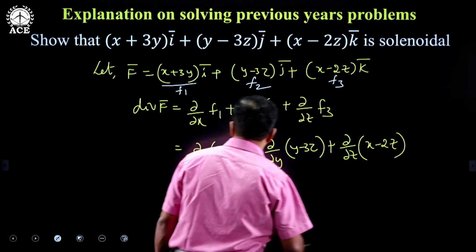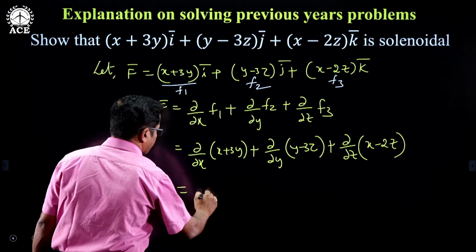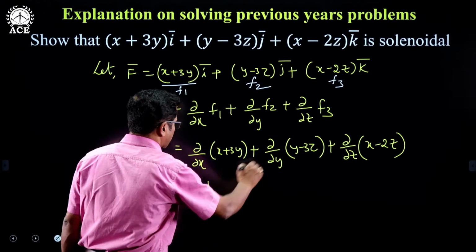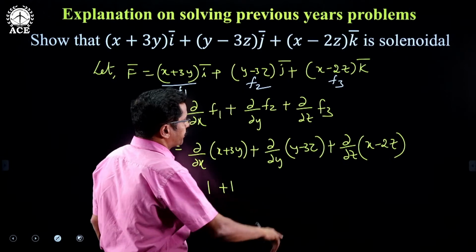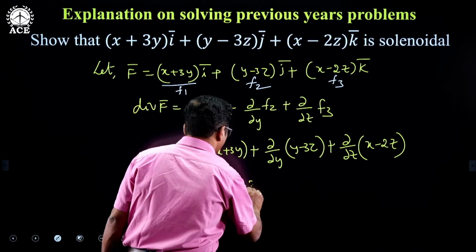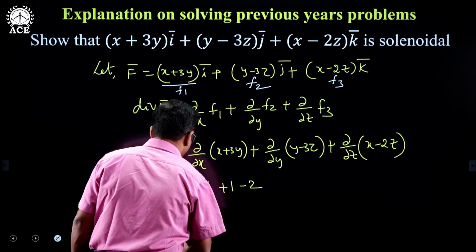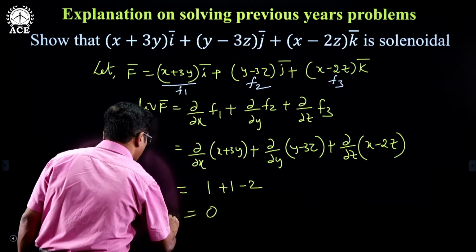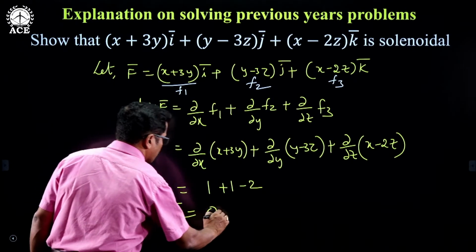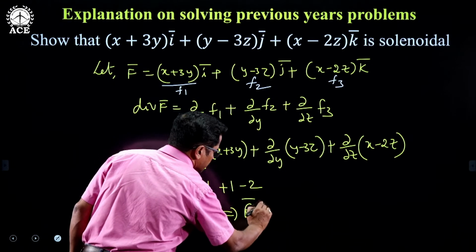So with respect to x we get 1, with respect to y we get 1, with respect to z we get minus 2, which is equal to 0. So the divergence of f bar is equal to 0, which implies f bar is solenoidal.